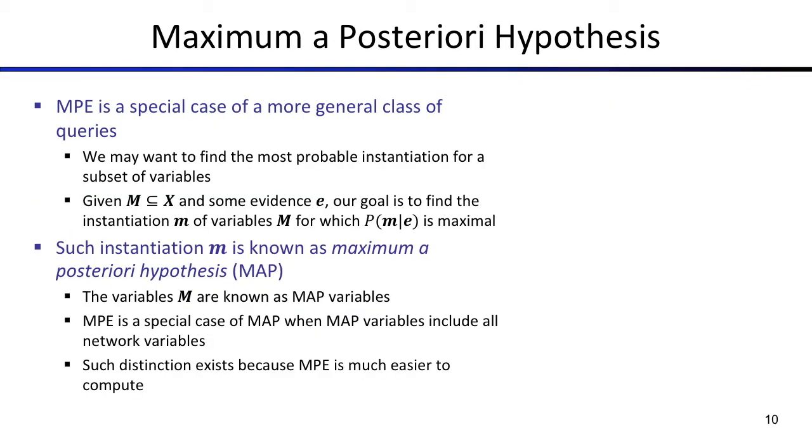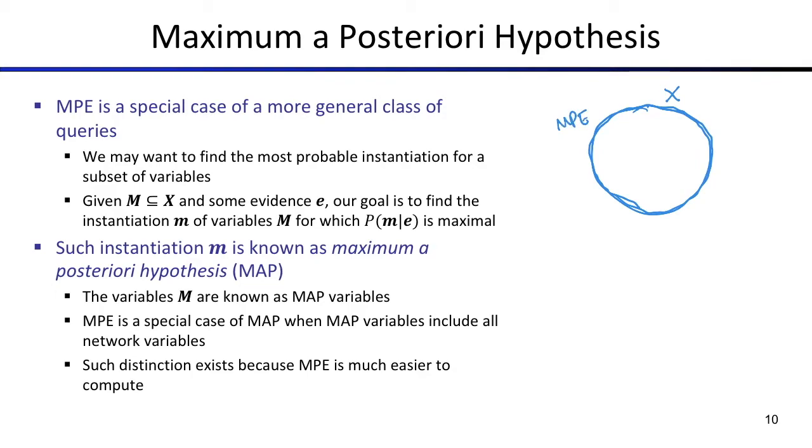And there is a fourth type of query that is very similar to MPE, and we call it MAP. It is the maximum a posteriori hypothesis. The difference between MPE and MAP is that MPE always involves all the network variables. So if you have a network that has a set X of variables, the MPE variables will be the same set.